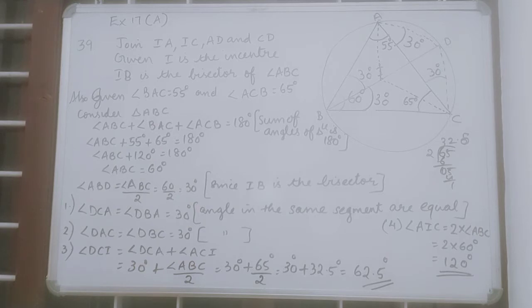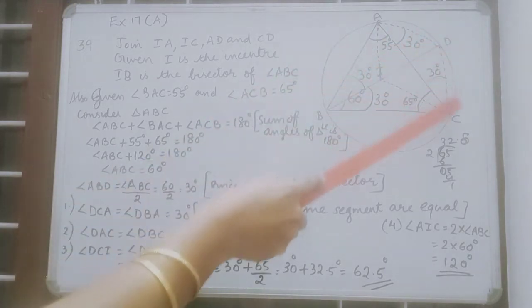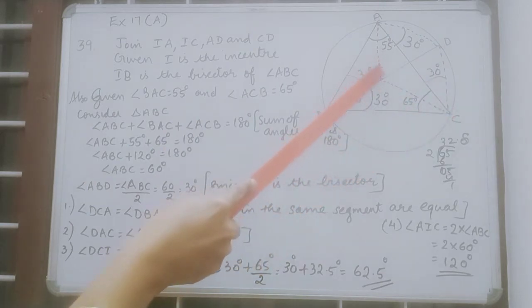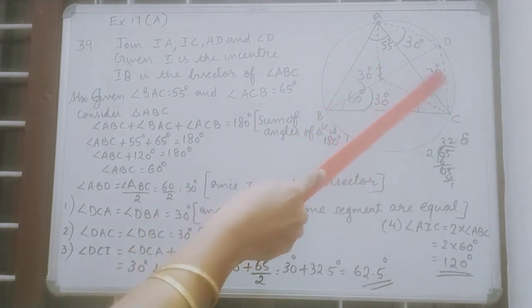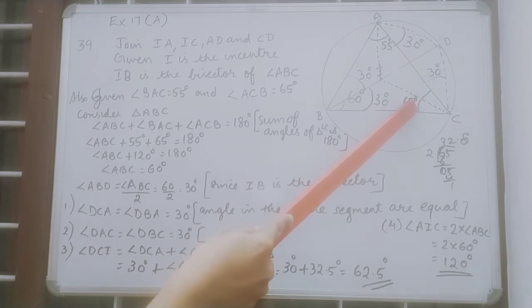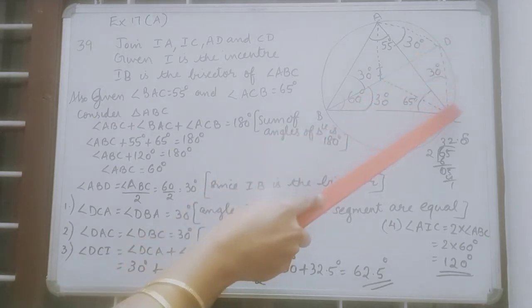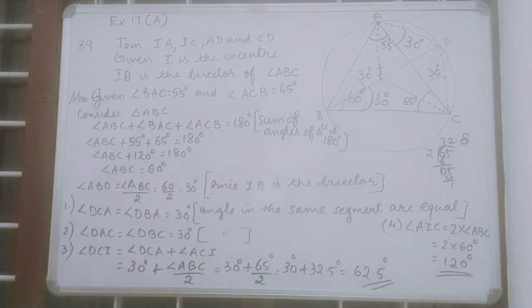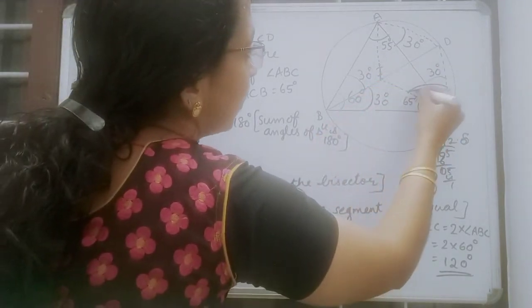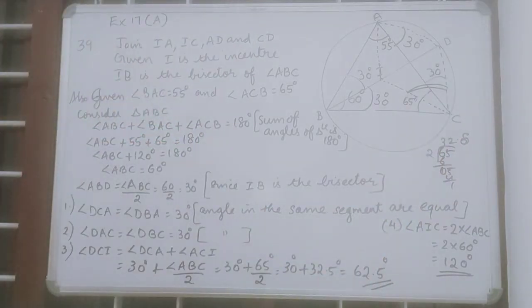Third one is we want to find angle DCI. We can't write this as 30 plus 65 because 65 is the whole angle. This full angle is 65. We don't want to find this angle. We need to find only DCI, up to that angle only.